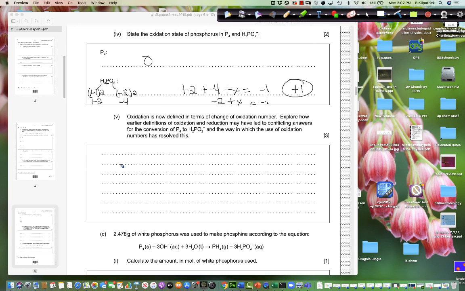All right, so oxidation is now defined in terms of the change in oxidation number. Explore how earlier definitions of oxidation and reduction may have led to conflicting answers for the conversion of P4 to H2PO2 minus. Okay, and then now explain the use of the oxidation numbers, or how that's helped with that. Okay, so essentially you have to know what the old school definition of oxidation and reduction is. The old school definition of oxidation is where you gain oxygen. So it's talking about some molecule where it's gained oxygen.